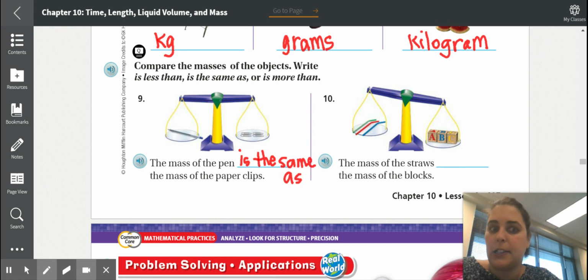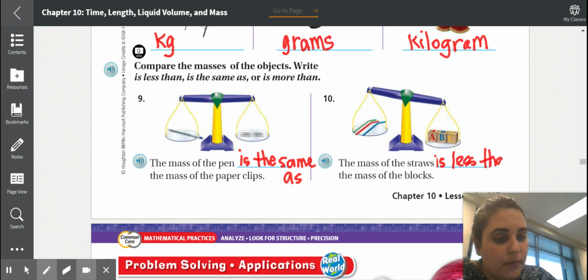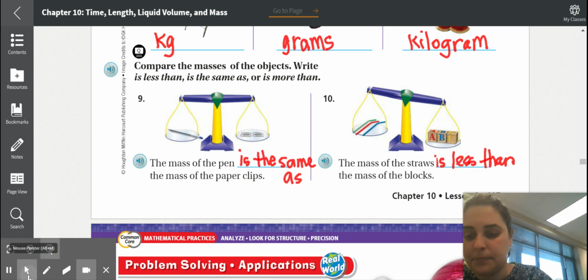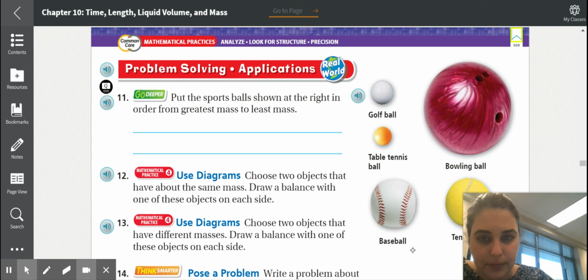Number 10, not so much. The mass of the straws is, you said less than, you are correct. The mass of the straws is less than the mass of the blocks. The blocks are heavier because they're closer to the ground. So we know that the straws weigh less. Okay, turn the page.